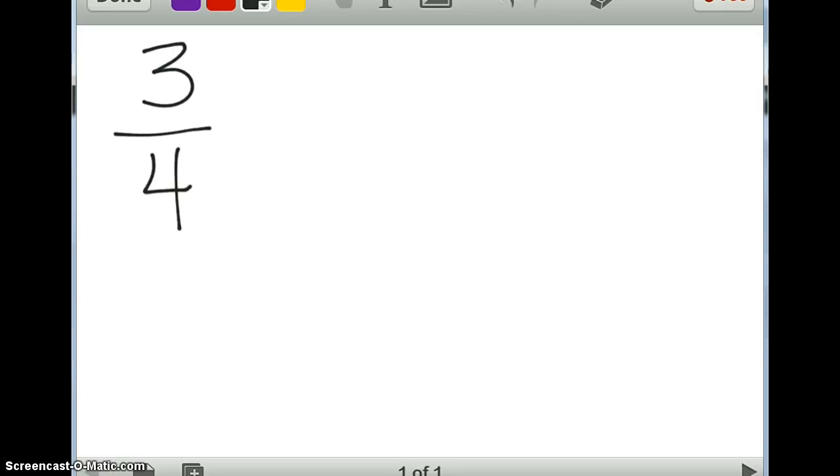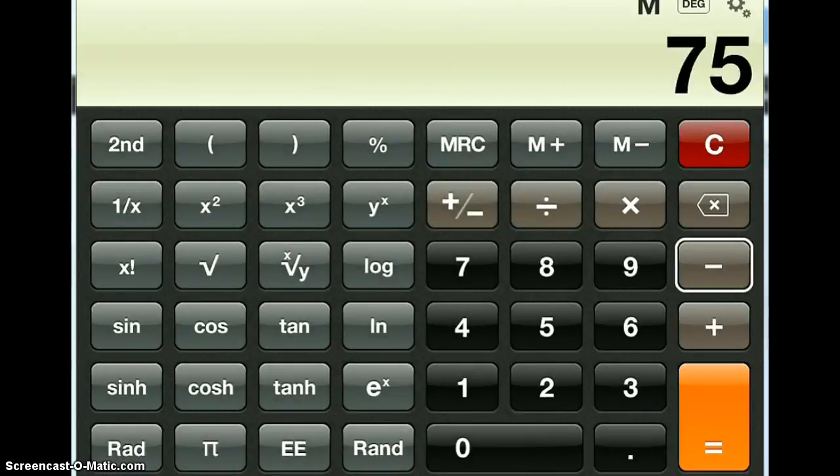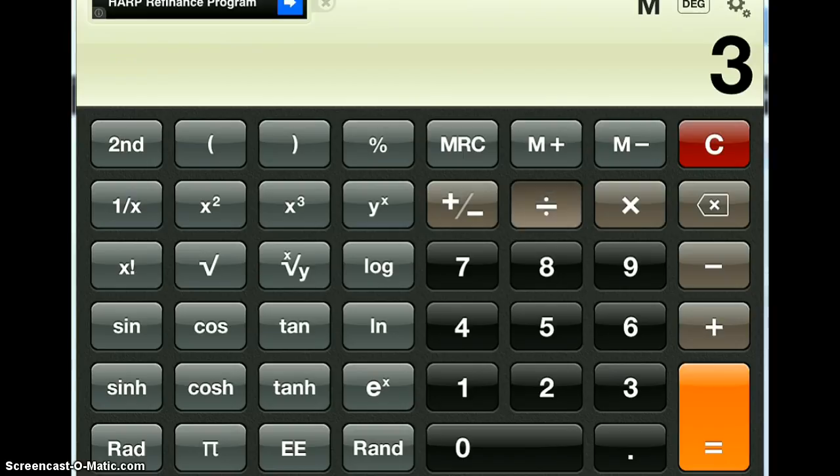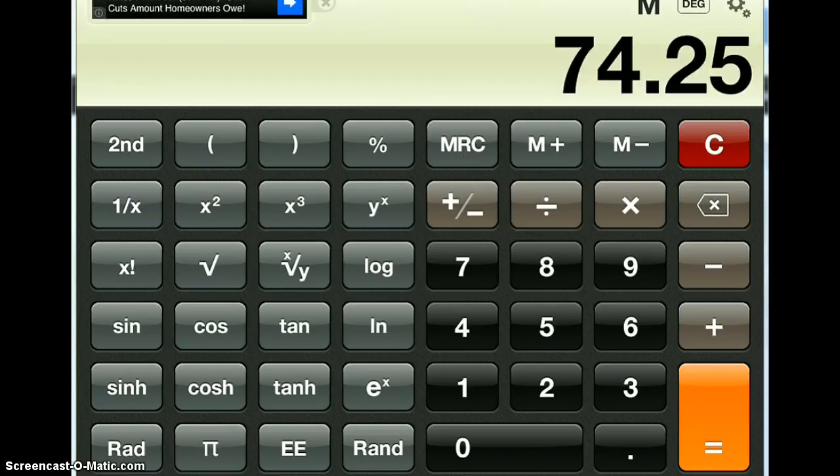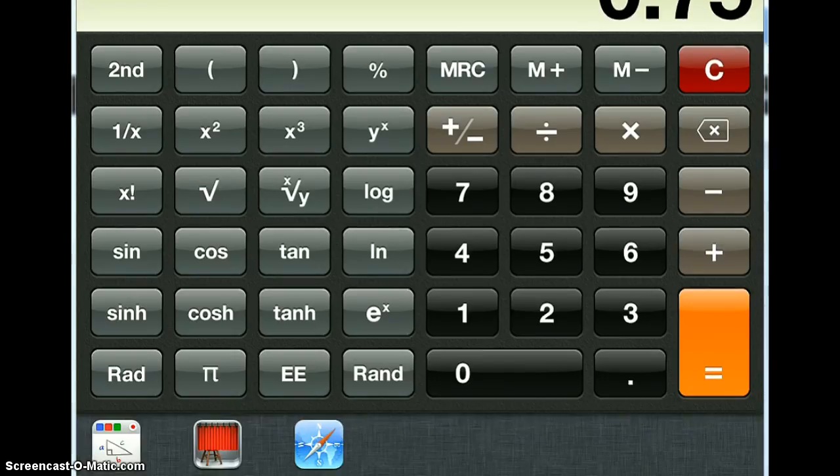Now, hopefully you already know the decimal for 3/4, but if you don't, here's what you would do. You would pull up your calculator and you would bring your calculator over into your screen, which I can't. So let's do it this way and say calculator. And I would type in 3 divided by 4, hit equal, and 3 divided by 4 gives me 0.75. Awesome. So that right there is my decimal.